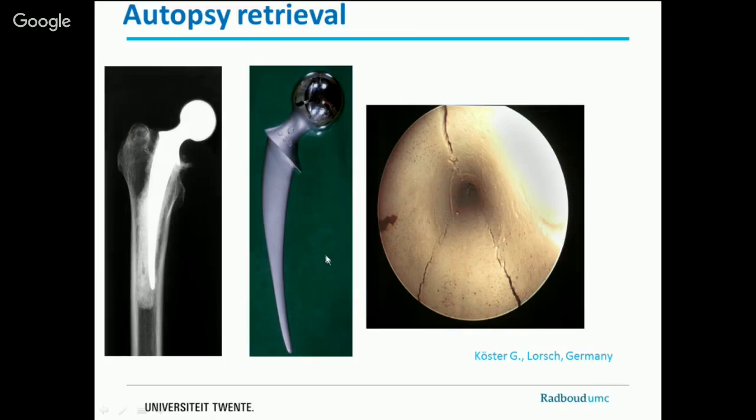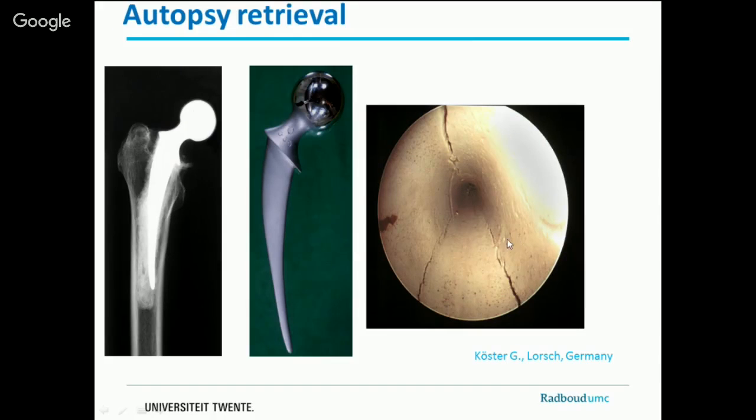Okay, so if you look at autopsy retrievals, it can look like this. So what I've done here is I have removed the stem, and I look down with an arthroscopic camera, a very small camera, inside the cement mantle, and you can see around the corners of the stem these cracks. And of course, that's not good news. I mean, we want to have an intact cement mantle. And that's also why I think that cementless implants become more popular, because this will happen. You cannot expect a cement mantle to last a lifetime. So if you have biological fixation, I think we can make it happen in the future.